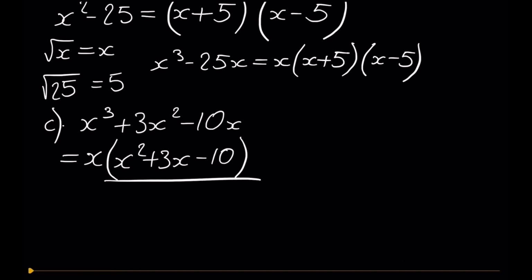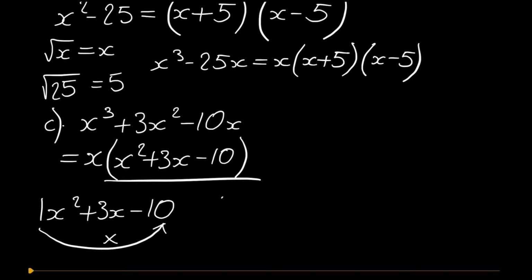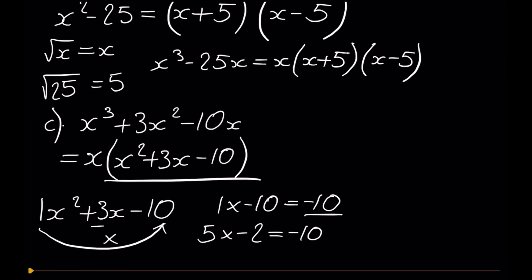We have a quadratic expression here, and this quadratic expression can be further factorized. So let's look at it separately. X squared plus 3x minus 10. So we have a 1 here. The coefficient of x squared is just 1. 1 times minus 10 is minus 10. And then we have to find two numbers which multiply to give us minus 10 and add to give us 3. And the answer to that is 5 and minus 2. 5 times minus 2 is minus 10. 5 plus minus 2 is simply 3.